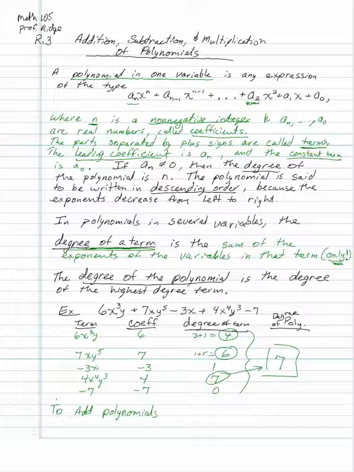To add polynomials, just combine like terms. I'm not going to do any example of those. I'm sure you're comfortable with that, and if not, just ask me in class. Just combine like terms.